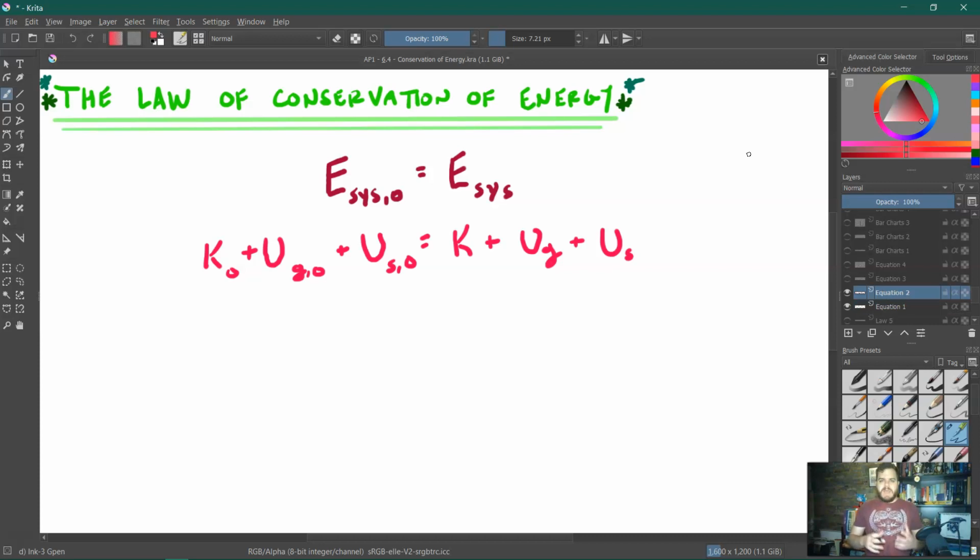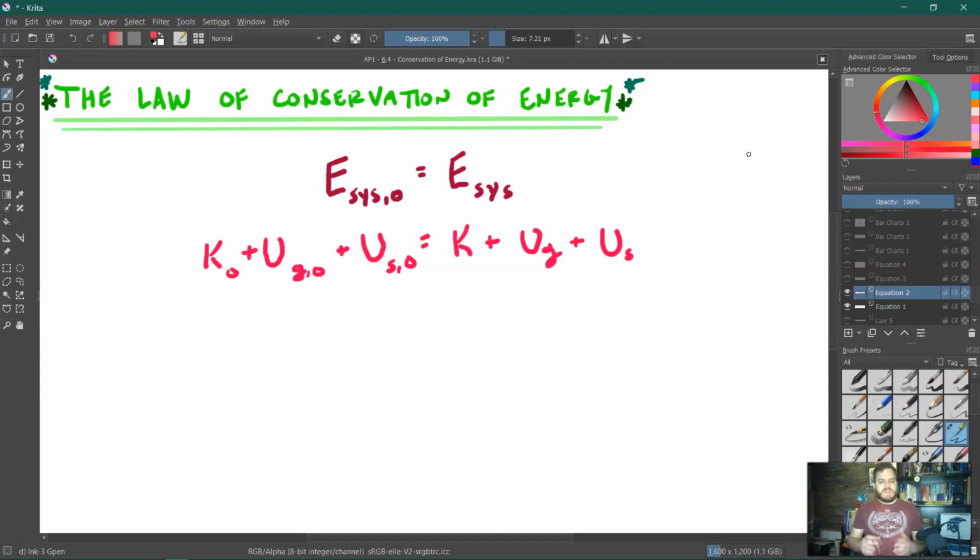So that tells us that if we have the initial kinetic, the initial gravitational potential, and the initial elastic potential all combined together, those have to equal their sum at the end as well. And frankly, they need to be equal to each other at every single point in a particular scenario. So we can actually look at multiple points in time, and that energy should still be the same.